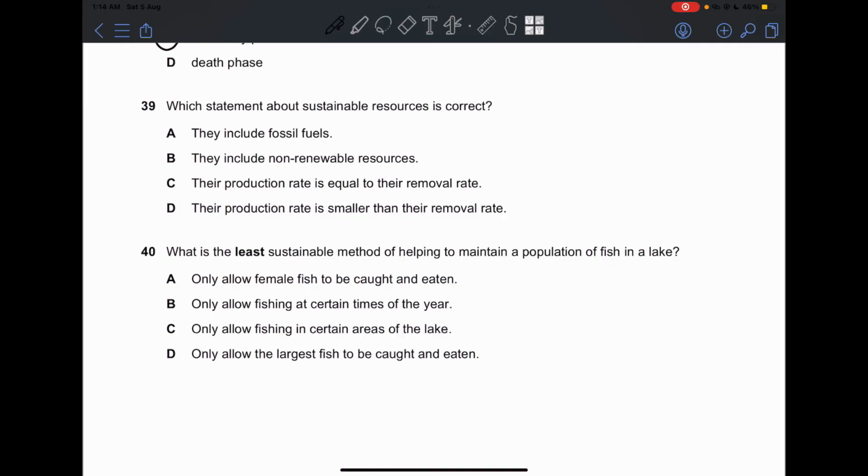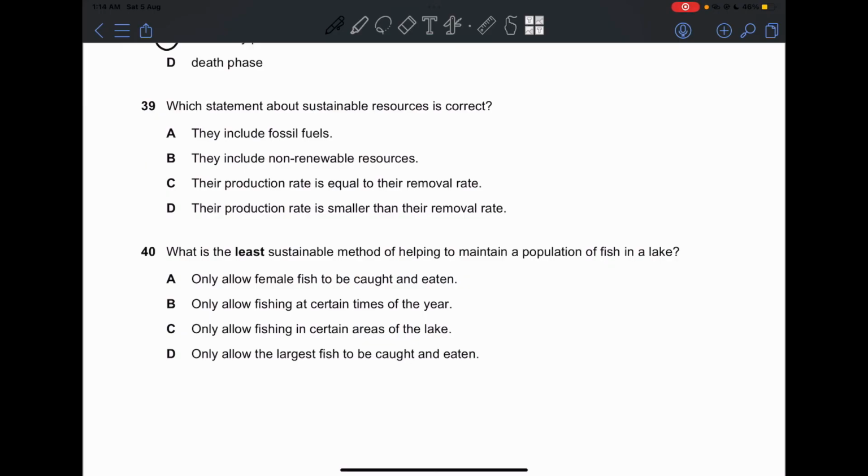B says allowing fishing at certain times of the year. This is a sustainable method because by allowing fishing at certain times, you will decrease the risk of overfishing and decreasing the population by overfishing. So this is a sustainable method. C says only allow fishing in certain areas of the lake. Again, this is a good method to maintain the population of fish. This is because you will again help to prevent the issue of overfishing.